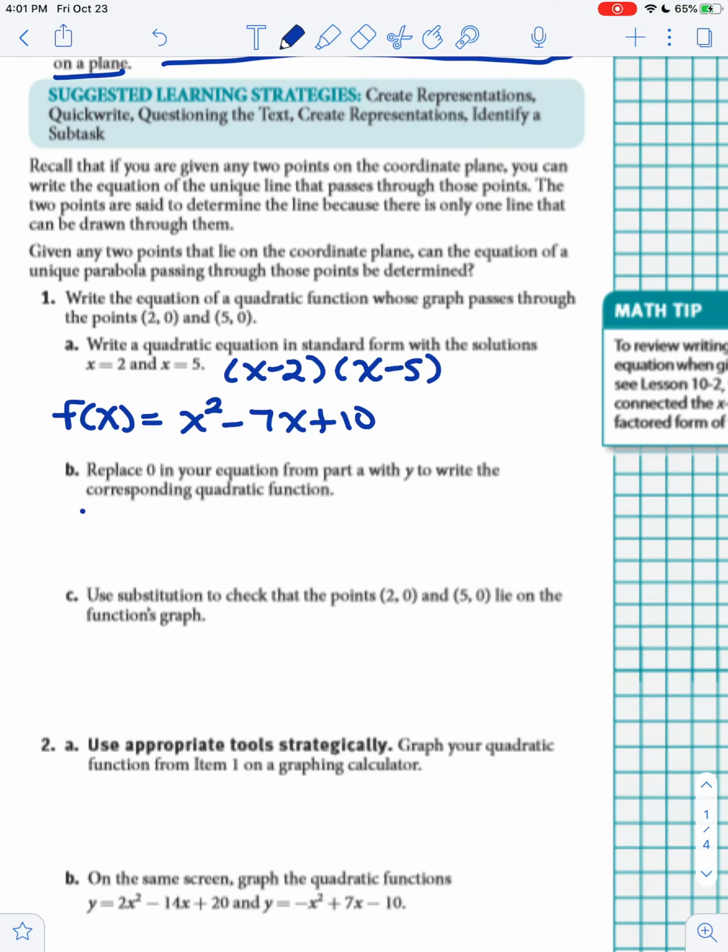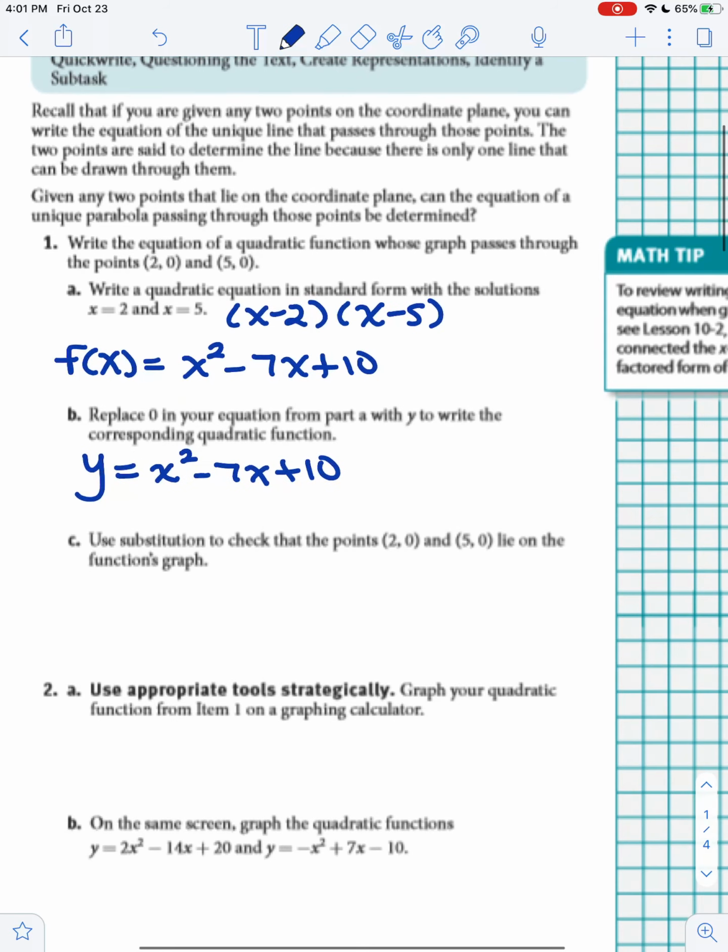Now it says, replace 0 in your equation with a y to write the corresponding quadratic function. Well, I didn't write mine with a 0. I went right to f of x, but I'm going to replace it with a y. y equals x squared minus 7x plus 10. Okay, so that's a parabola.